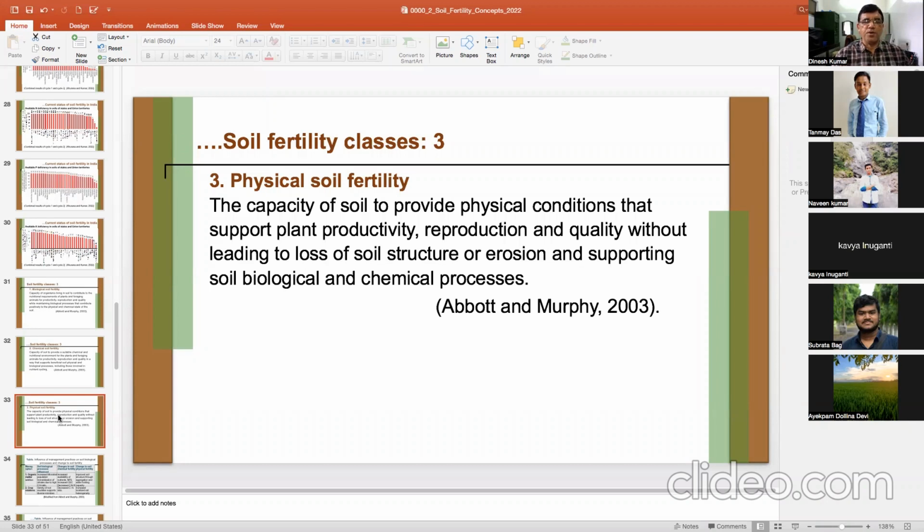So you see, these are properties also. You can call them physical properties, chemical properties, and biological properties. If you combine them, they would be responsible for the functioning of the soil, particularly with respect to nutrient availability or soil fertility.